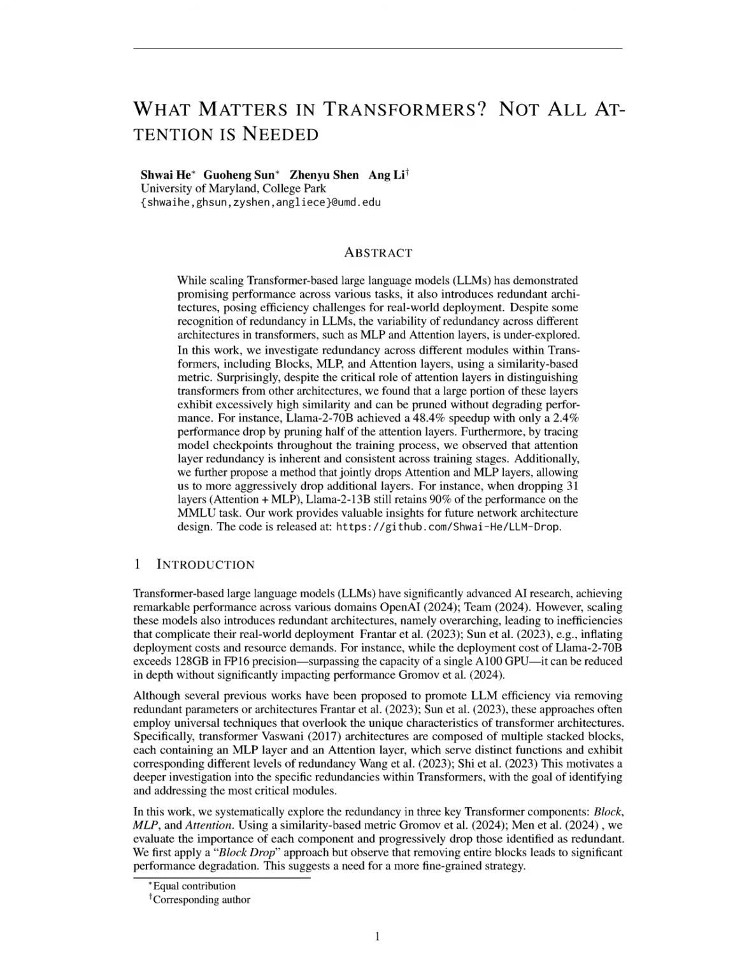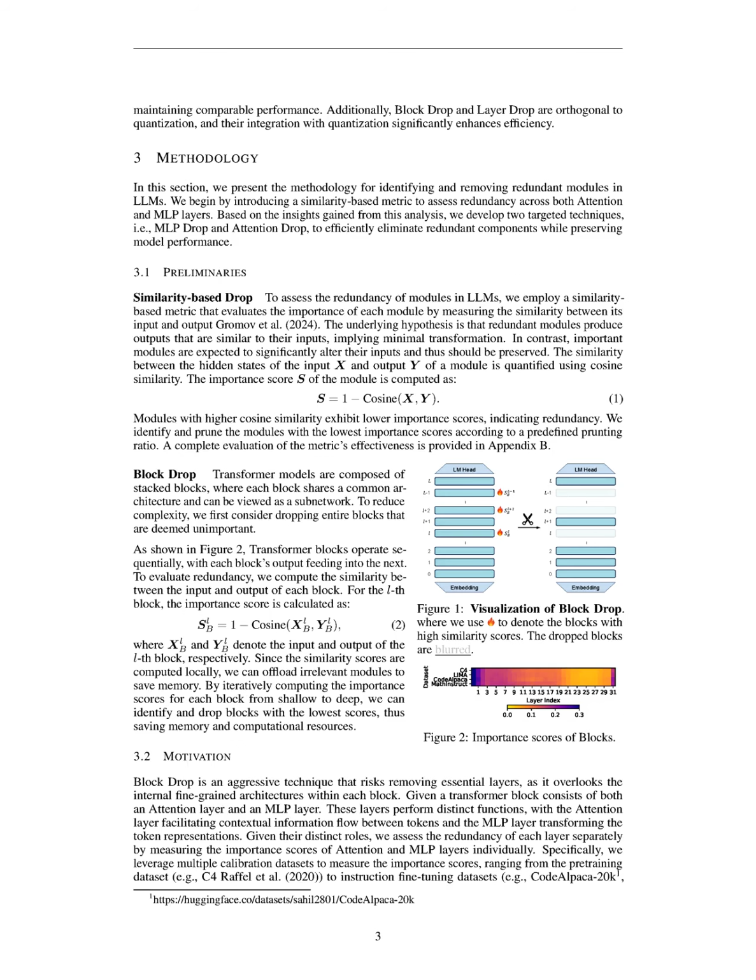The proposed method systematically identifies and removes redundant modules in transformer-based large language models, LLMs, through two key techniques, attention drop and joint layer drop. First, a similarity-based metric is employed to assess the importance of each module by measuring the similarity between their inputs and outputs, with lower similarity indicating higher redundancy.